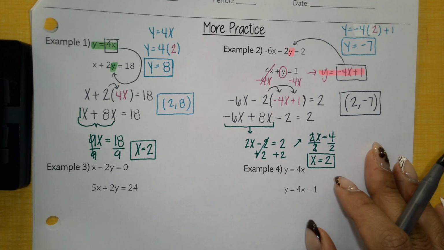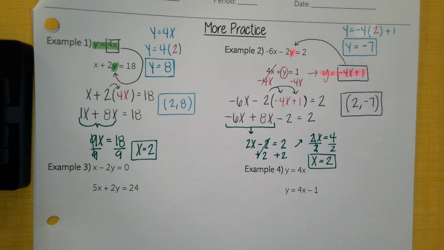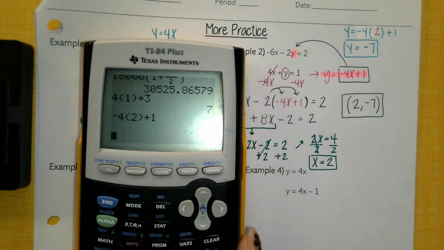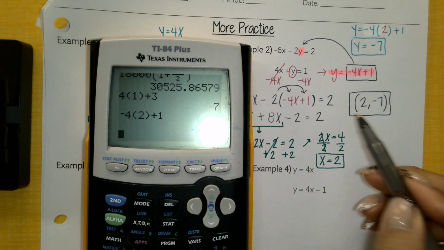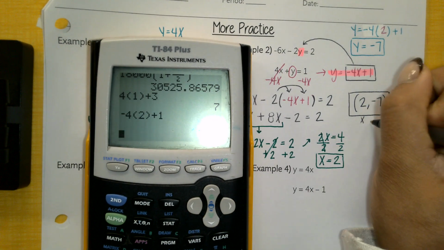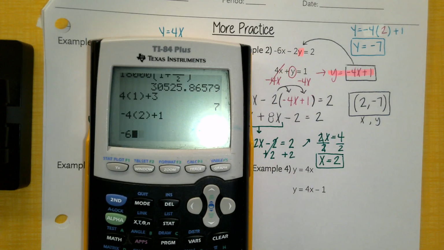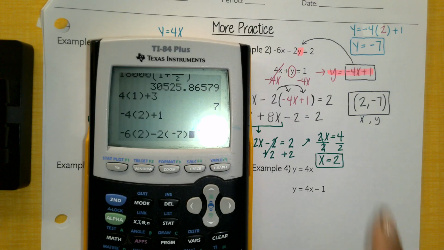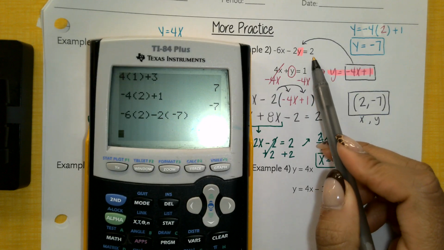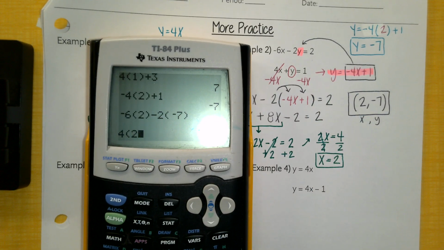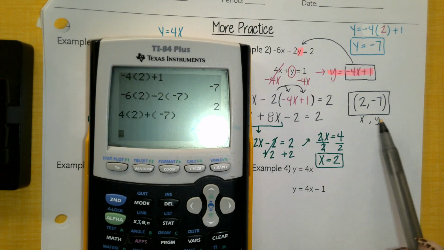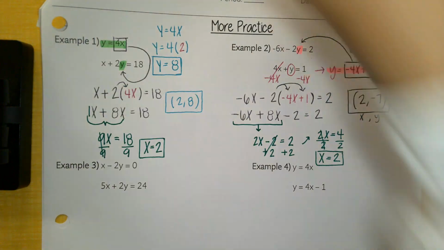Now, like I said, once you get your answer, plug it back into your original equation to make sure that you have the correct answer. So let's go ahead and do that for number 2. If you notice, your x is equal to 2 and your y is equal to negative 7. So I'm going to plug these numbers into the first equation. We have negative 6 times 2 minus 2 times negative 7, which gives me 2, which is what I want. Then we have 4 times 2 plus negative 7, which gives me 1, which is what I want. So that means this answer works out, and that's it.